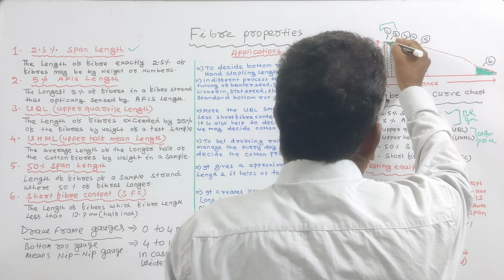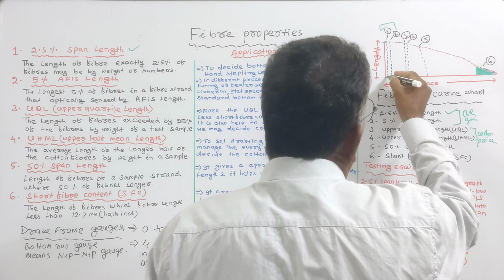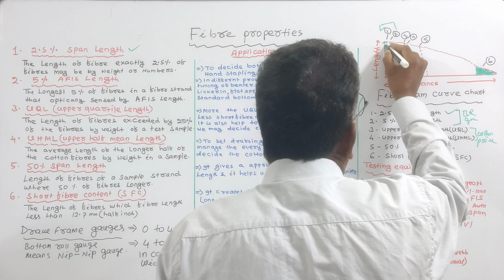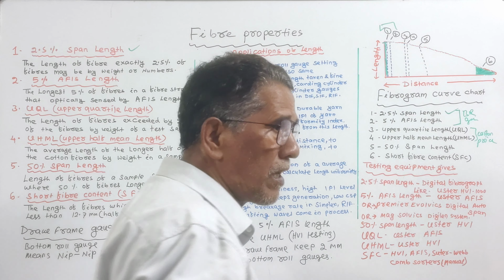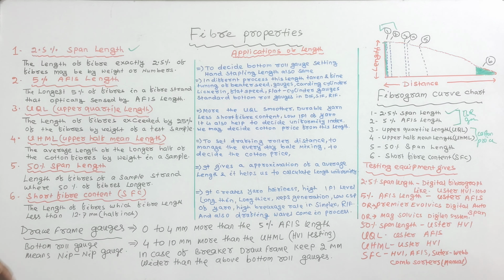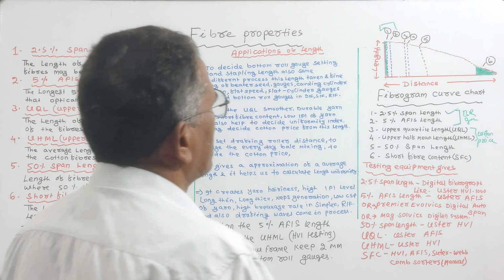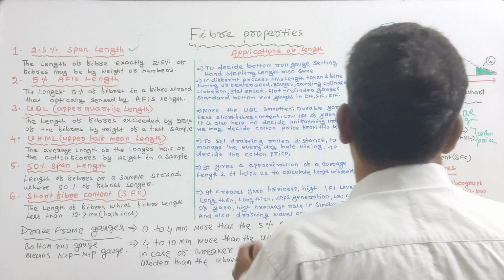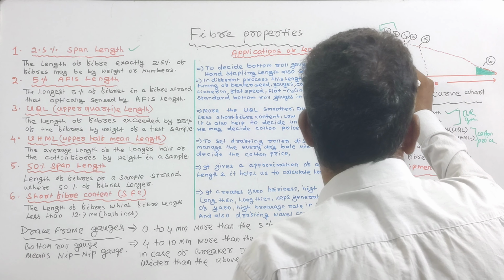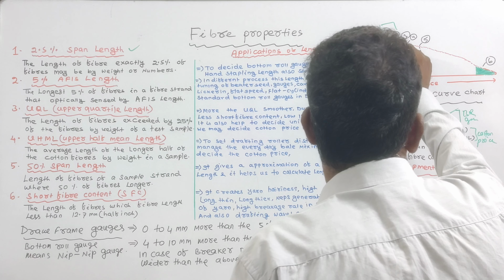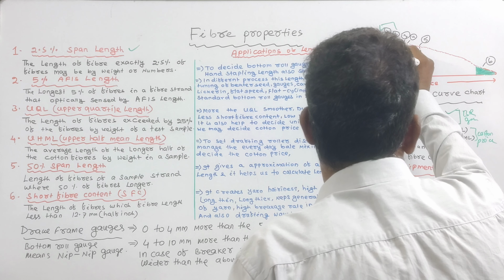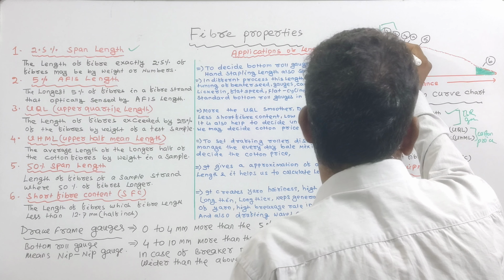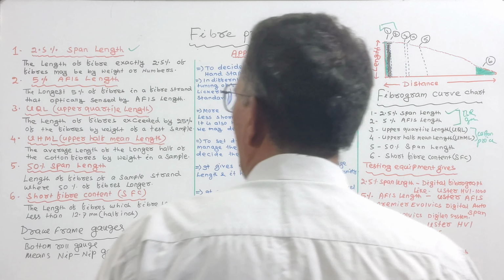Suppose we are covering this area, 2.5% span length. Okay, meaning the 2.5% longest fiber, that is 2.5% span length, and 5% span length means the 5% longest fiber. You see, the 5% longest fiber, it is called number 2. You always think, 2.5% span length or 5% span length, more or less slightly on the lower side.